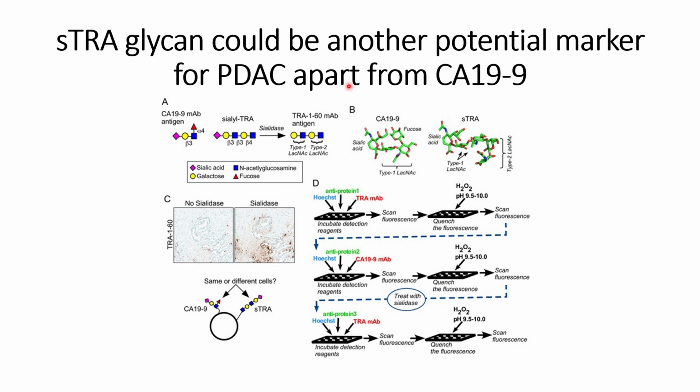If you need to understand more about their sTRA glycans and how they came up with this idea, and whether this could be a potential biomarker for pancreatic cancer apart from CA19-9, you can go through the reference that has been provided in the description.